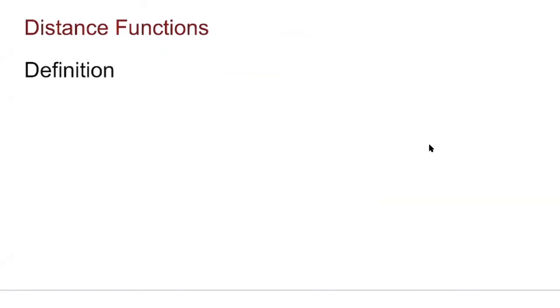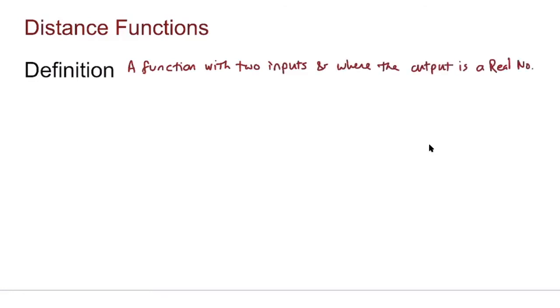A distance function is a function with two inputs, where the output is a real number. By a real number, I mean any number that can be represented as a decimal. One thing you'll notice is that the two inputs could be anything at all. I just say it's two inputs. They should come from the same collection, whatever that collection is, but that's it. We're going to have the following properties.